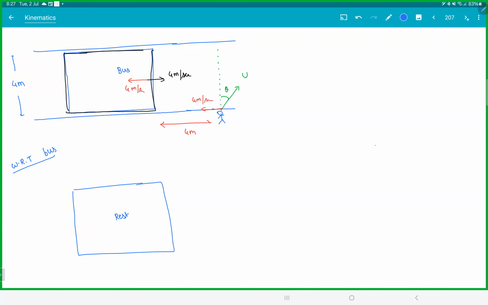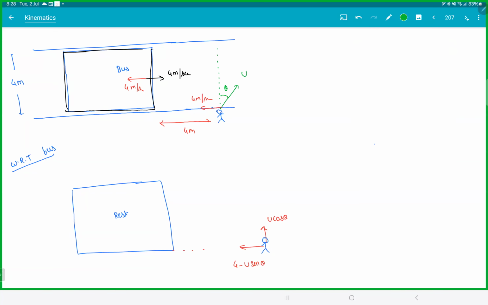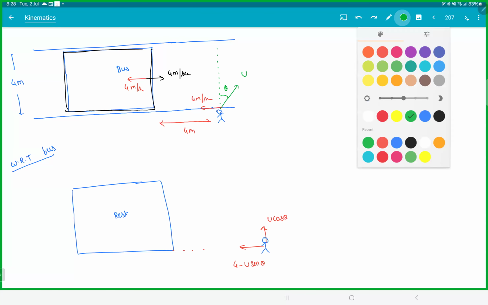Now the driver in the bus will think, okay, I'm at rest. Now this boy here who's standing at a distance of 4 meters, look at his velocities. The vertical component is u cos theta. The horizontal component is 4 minus u sin theta. Now try to understand, this is the velocity as a function of theta, meaning when the boy can choose to go at any angle. If the boy decides to go at 0, 1 degree, 2 degree, 3 degree, 5 degree, 20 degree, 30, 40, 70, for different angles, he will be going at different paths.